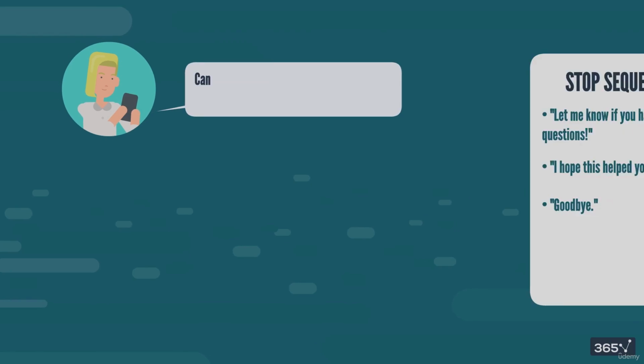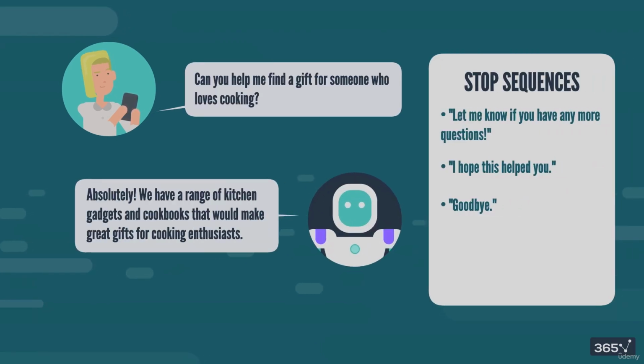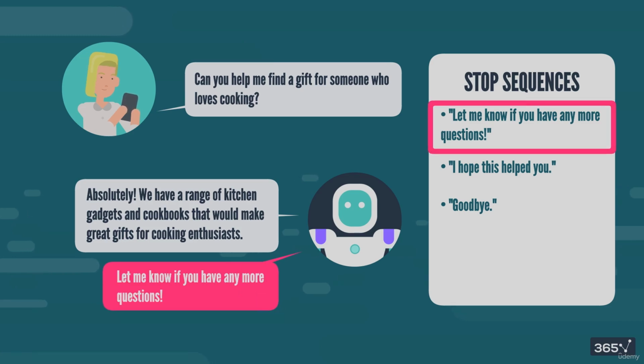For example, if you're generating answers to frequently asked questions, you might set the stop sequences to common closing phrases like, "Let me know if you have any more questions," or "I hope this helped you." This way, the model outputs the answer and stops before generating these phrases.